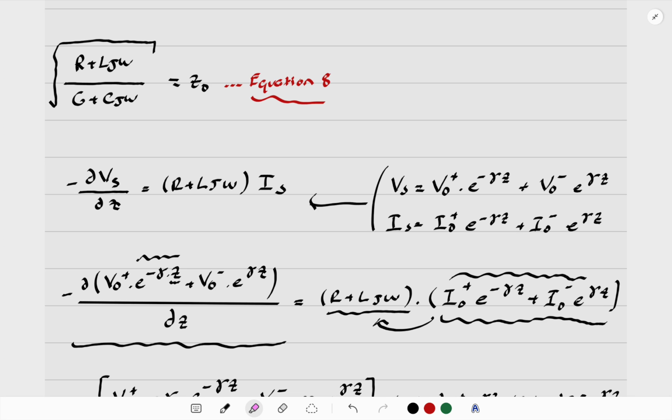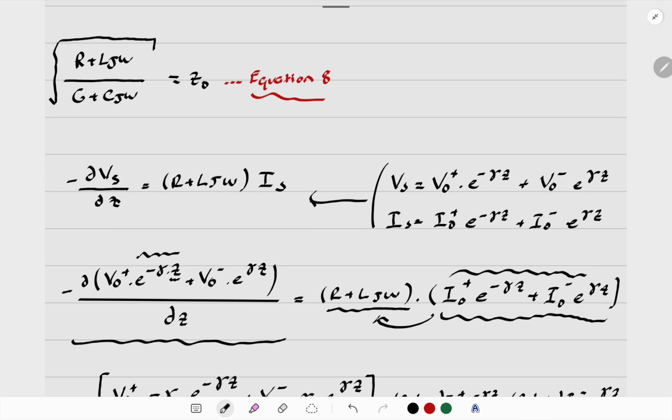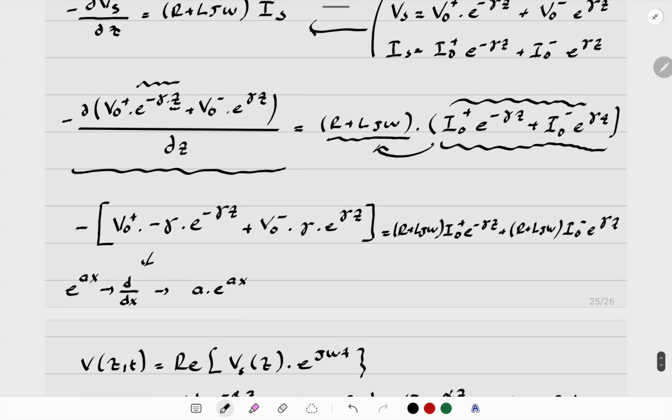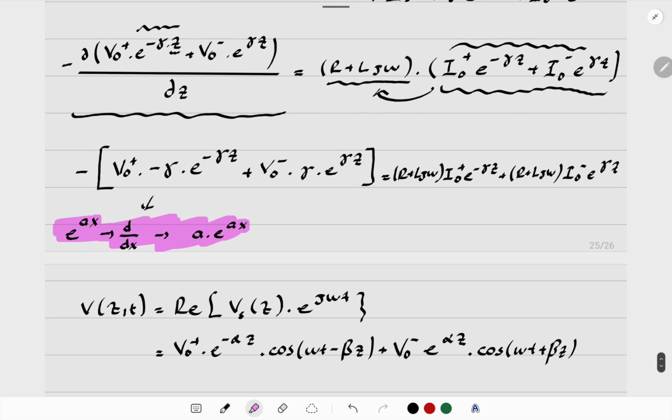And at last, we go for a different approach for Vs and Is. Vs is V0 plus and this one, and Is is a similar approach. And if we take the derivative from this particular approach and apply this information on our equation as well, we end up with this one.